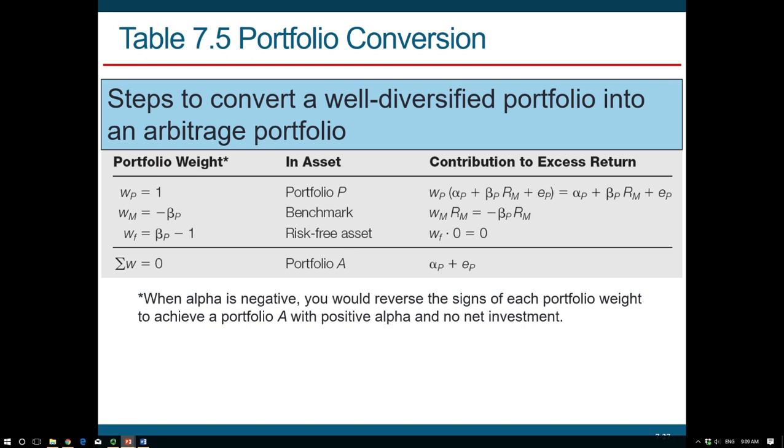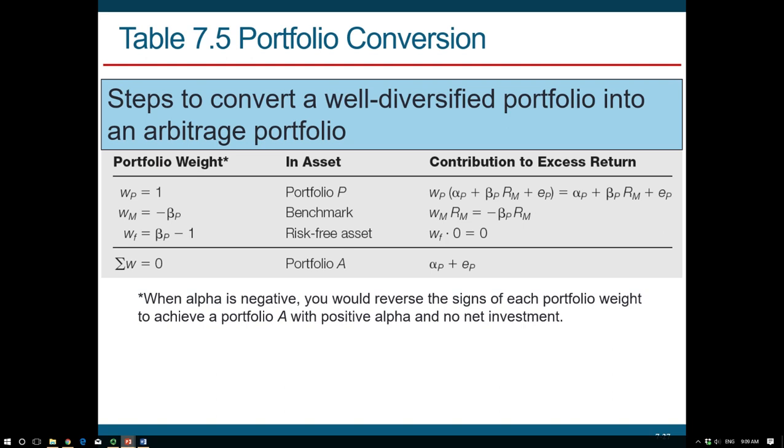Based on the non-arbitrage argument, if alpha P is positive, let's say EP is equal to zero, then a lot of people are going to take advantage by investing in this portfolio P. But when more people invest in portfolio P, the prices will increase, which will drive down your future returns. And eventually, this alpha P will converge to zero as well.